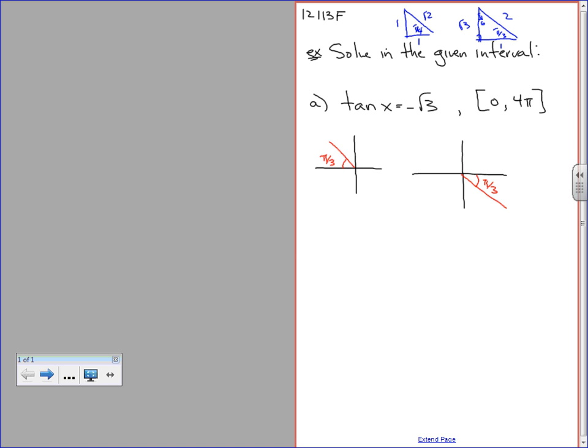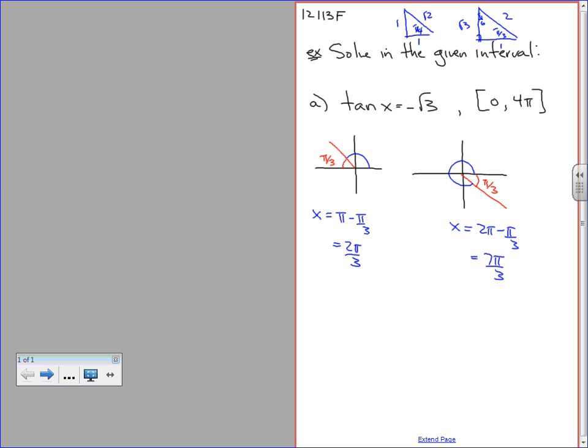Once I've done that, my next step is to figure out the angles in standard position. So these blue angles here, because those are really the answers to my question. So angle x is equal to pi minus pi over 3, which is 2 pi over 3. And angle x is equal to 2 pi minus pi over 3, which is 5 pi over 3.